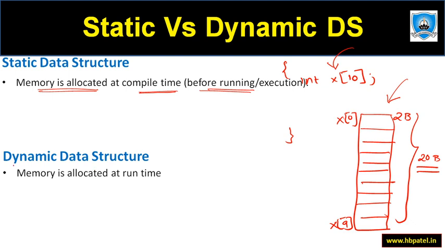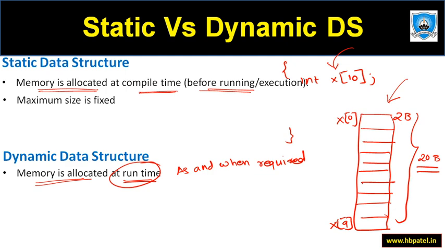But in the case of dynamic memory, a dynamic data structure, the memory is allocated at runtime, meaning as and when required. It is not given in advance. So this is a better way. Dynamic memory allocation is a good way to allocate memory.